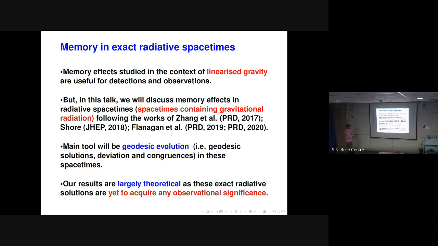So we'll discuss certain radiative space times, which, as I mentioned, have a notion of gravitational radiation in them. Our works follow from the works of Zhang and his collaborators, Shor, Flanagan, and others. The main tool that we'll be using here is geodesic evolution. So what is geodesic evolution? How the geodesics evolve can be understood by studying the geodesic equation or the geodesic congruences. But let me mention that the results I am going to talk about are largely theoretical.